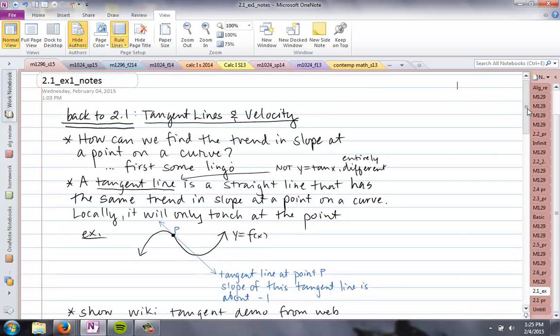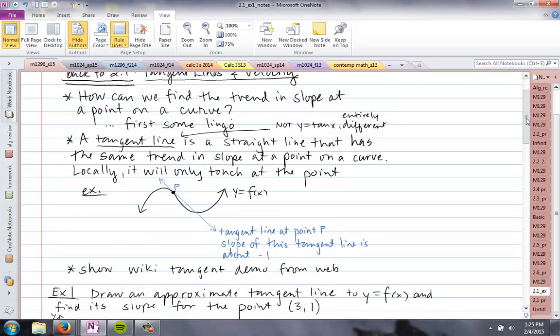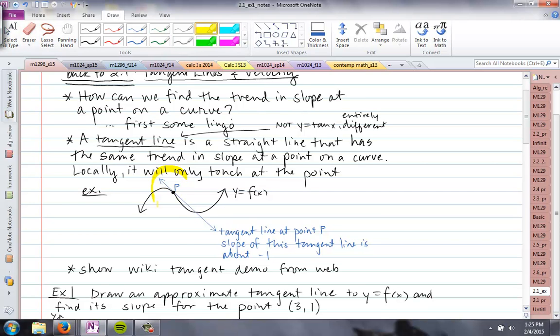Locally, the tangent line only touches at one point. So for this little example I have here, in blue we have point P, and the tangent line is in blue to the black curve that is our function. Notice that locally here, around the neighborhood of point P, that blue line only touches at point P. It doesn't touch anywhere locally around that. Now it does touch here and it actually crosses, but that's not really in the neighborhood of the point P, so it's okay.